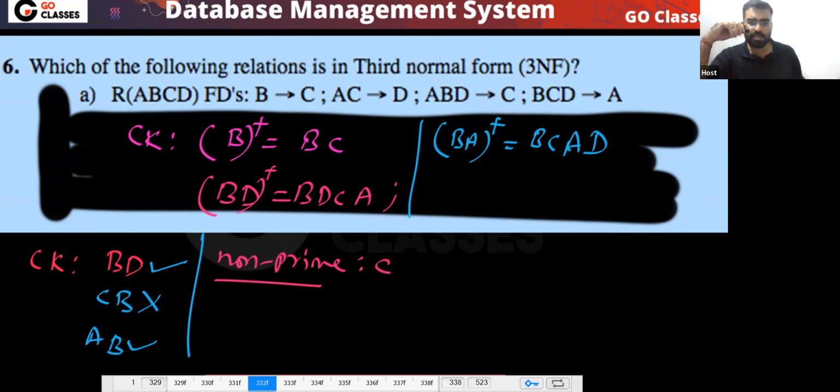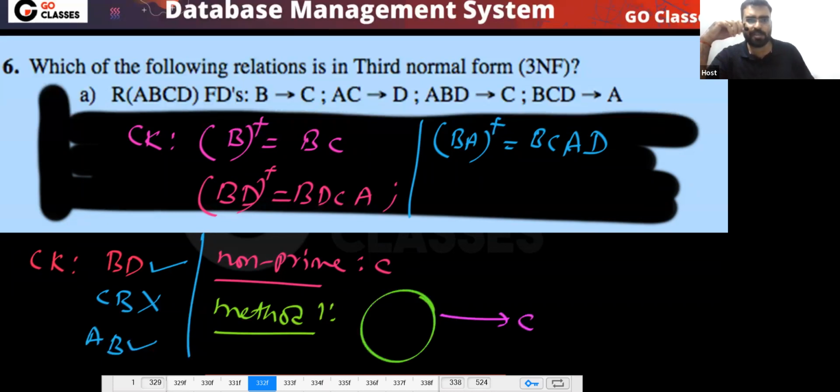Now you tell me, is this in 3NF? What is the method? Just check. Is this in 3NF? You can notice C is the only non-prime attribute. So this type of thing you cannot have: non-prime to non-prime. Yes or no? Because you have only one non-prime attribute.